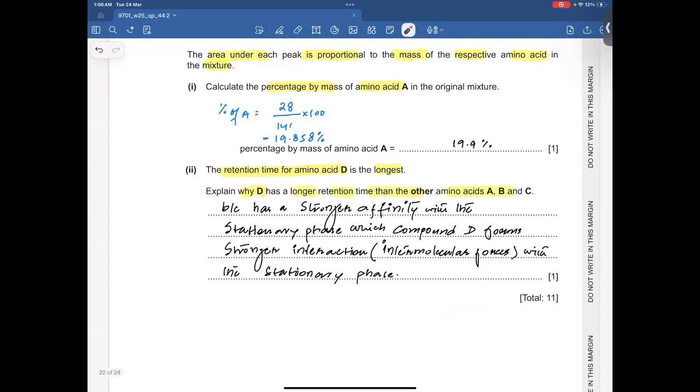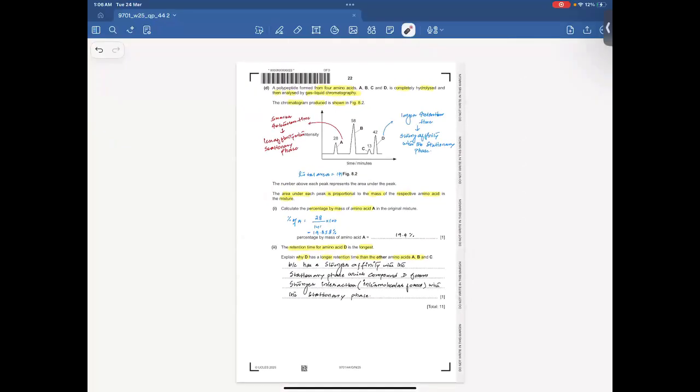That's the end of this question. Let's move on to the next one. Oh, that's the end of this paper. Thank God. Thank you very much, guys.